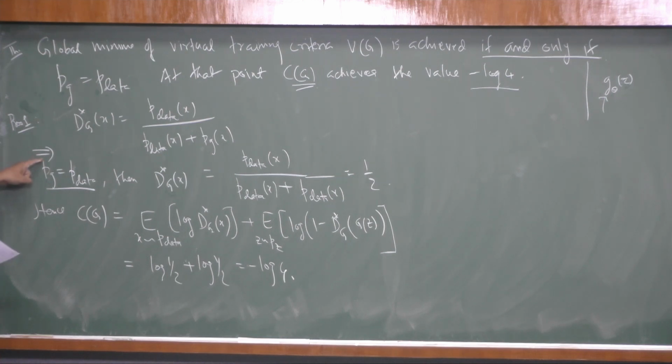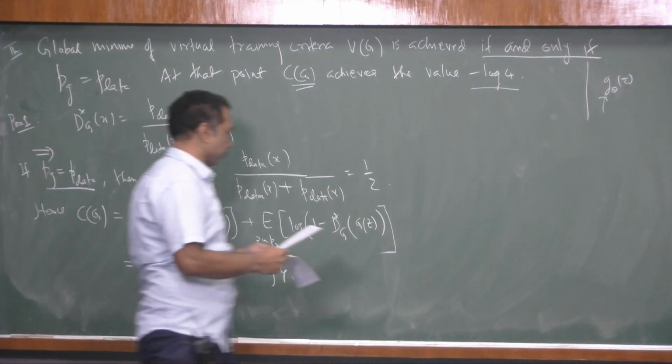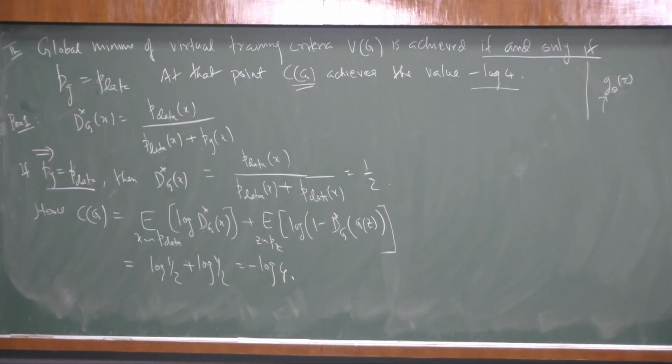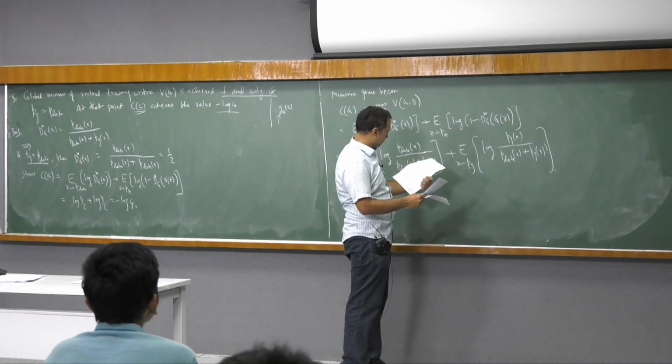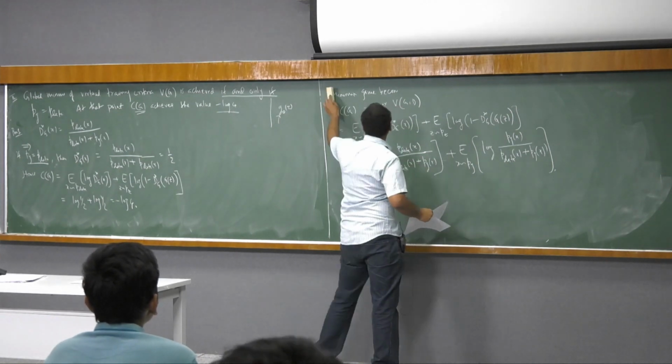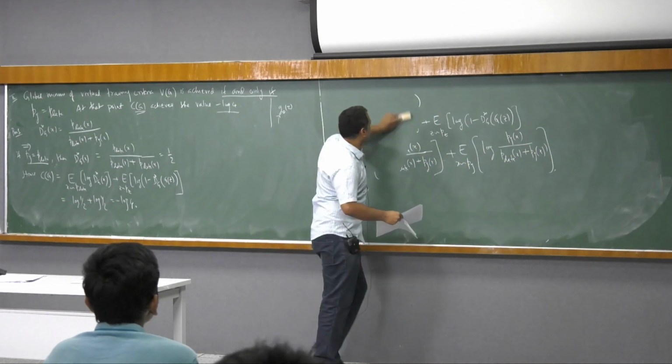So we have done this forward implication. If PG is P data, then we conclude that the CG value is minus log 4. Now we want to say the other way around. We have to say that this minus log 4 is only if PG is P data. Okay. So let us do the other part. This is the only step I need. Then we can stop. For the GAN, this should be enough.